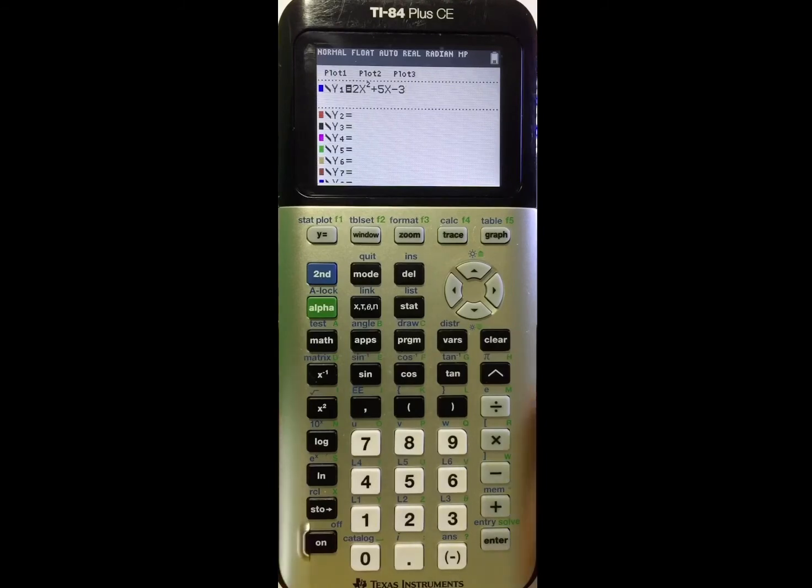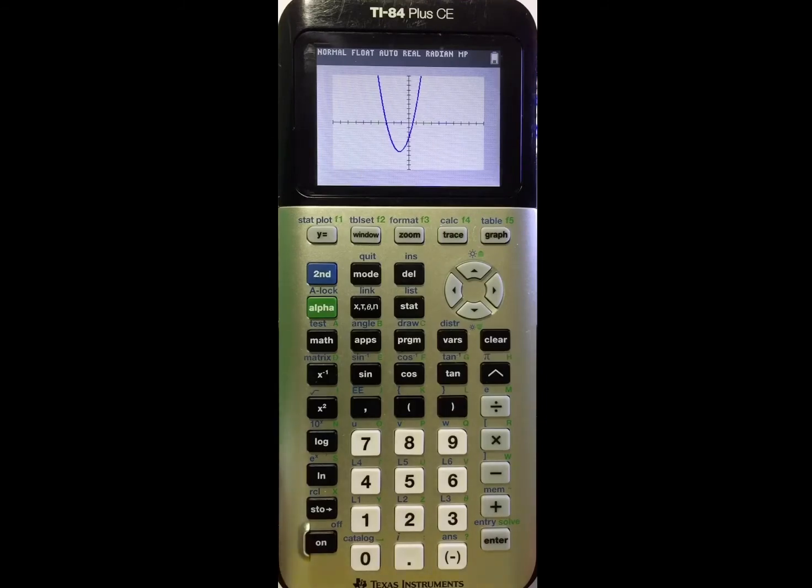Now, if I click on graph, we should be able to see what our parabola looks like, and this is what our parabola looks like. Our solutions are going to be the points where it crosses the x-axis. Those are our x-intercepts, and sometimes we may call them our zeros, like what we said earlier on. So we're going to use our graphing calculator to calculate those zeros. Sometimes it's nice and easy to see, and other times it's not as nice.